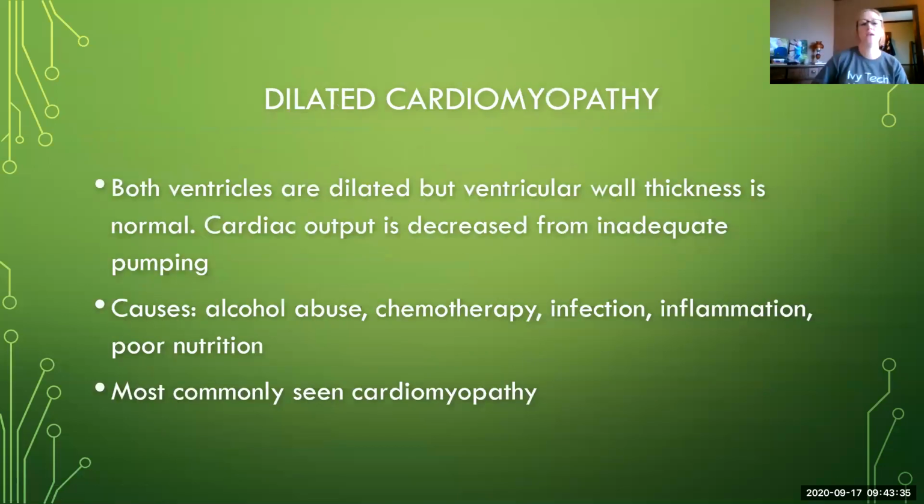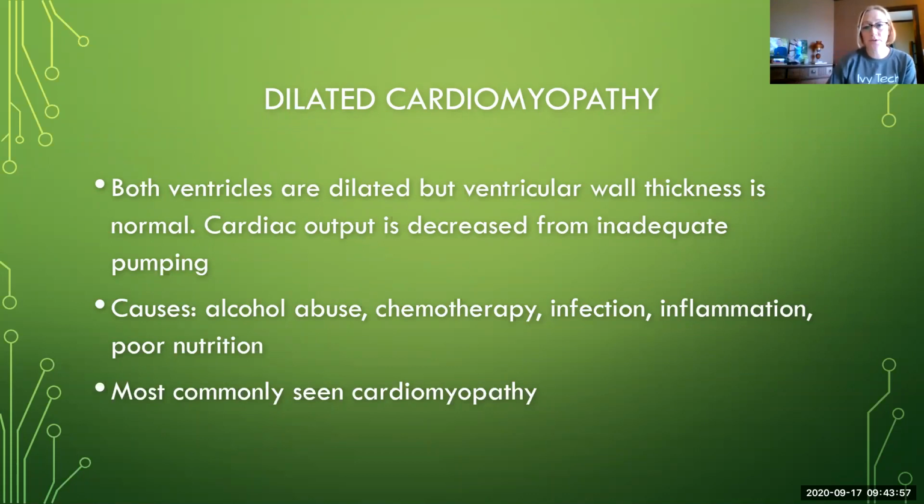Dilated cardiomyopathy is the most common cardiomyopathy. It's where both ventricles are dilated, but the ventricular wall thickness is normal. The cardiac output is decreased because it can't pump adequately. Often causes of this are alcohol abuse, chemo, infection, inflammation, and poor nutrition.